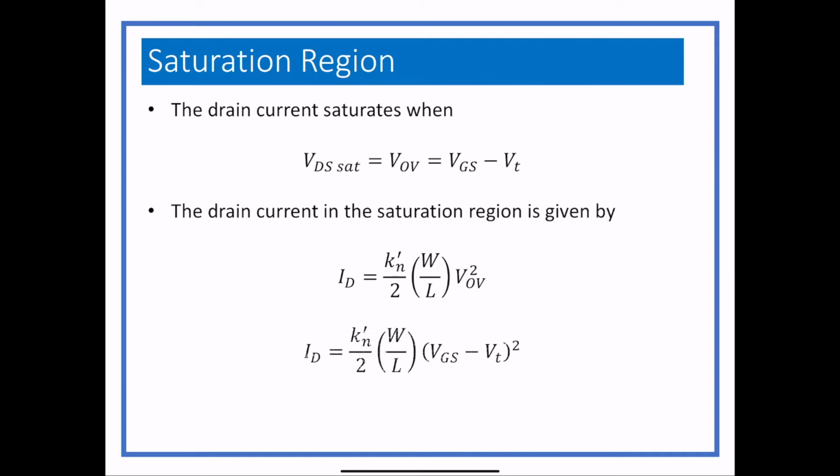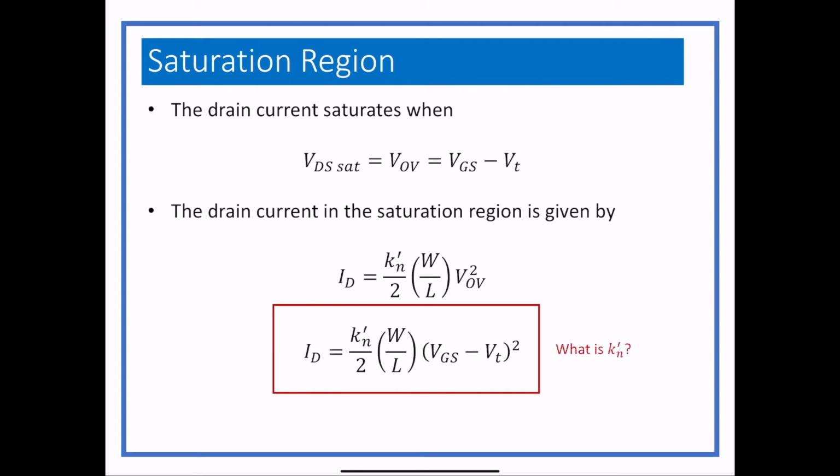But the standard equation that's used is this one here, where we have Kn prime, which I'm going to explain in a second, over 2 times the width and length ratio times the difference between VGS and V threshold squared. And that's what gives you that kind of parabolic effect and why it ends up looking a little parabolic.